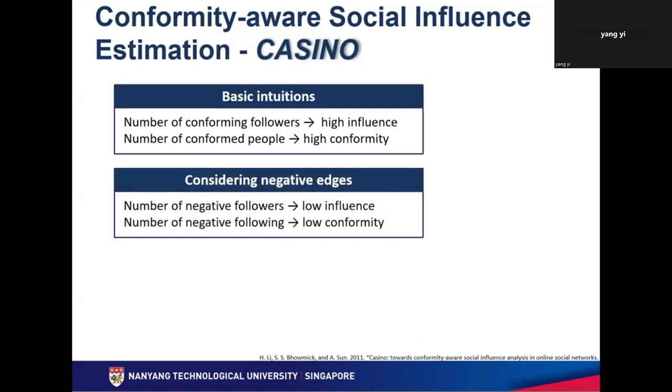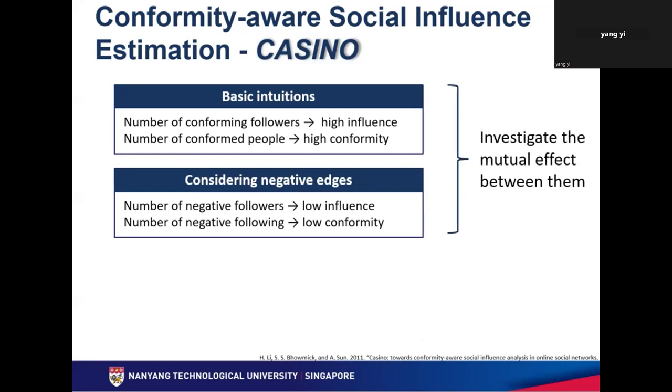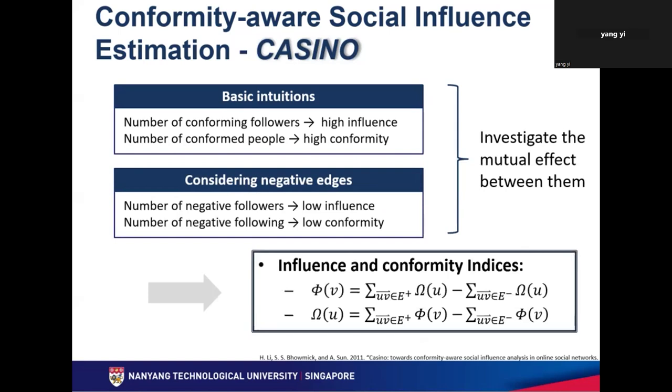Suppose we have negative edges. If a user always shows opposite opinions to his peers, it will lead to low conformity, right? Similarly, if a user always disagrees with his followers, it will show low influence, right? So putting all these four intuitions together, we can arrive at such a computation model.